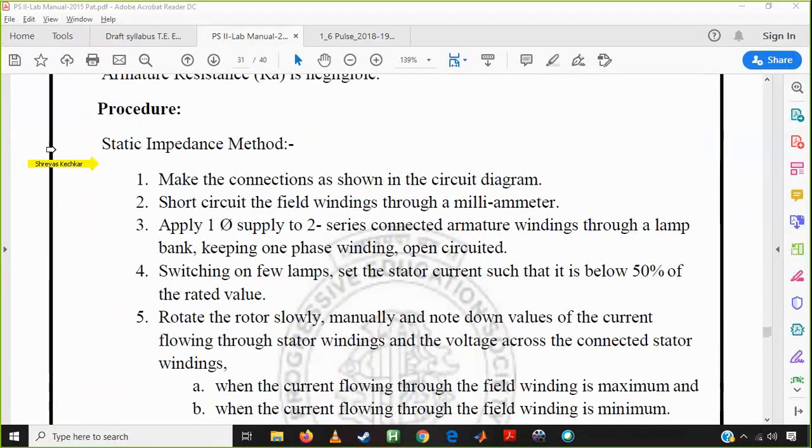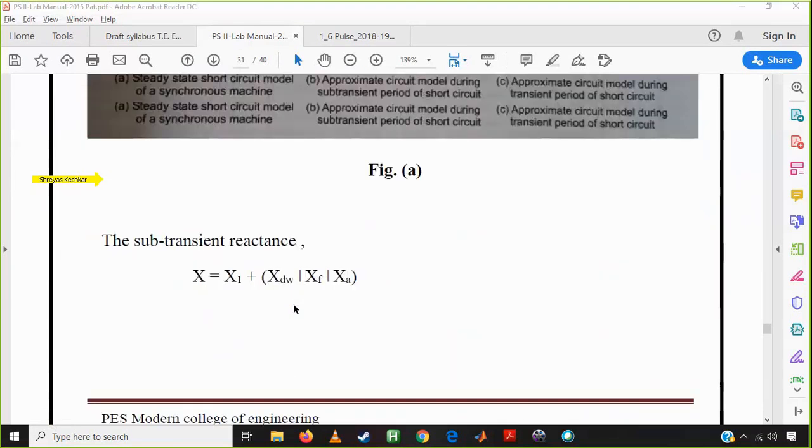In the procedure, we are doing for the static phase, make the connection as per the circuit diagram. I have just given you the main diagram, then you can easily understand. By using the diagram, we can understand. So first of all, variac is in 0 position, lamp banks, all lamps are in off position. Field winding is short circuited by using the milliammeter, and afterwards we give the single phase supply.